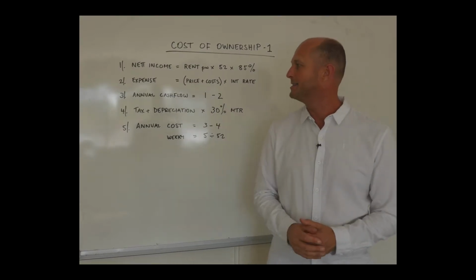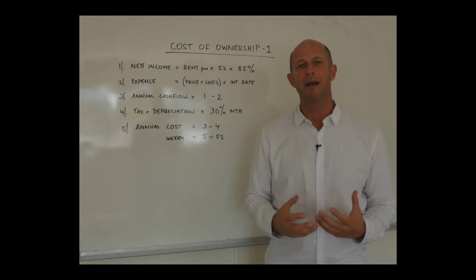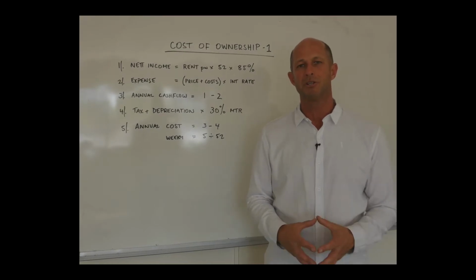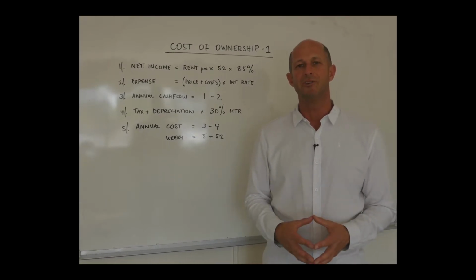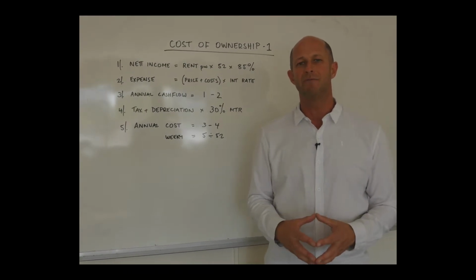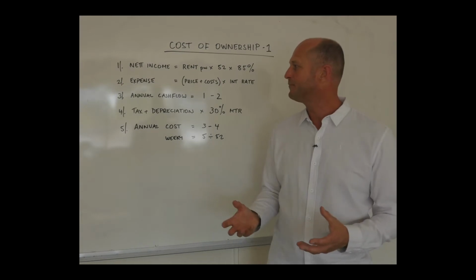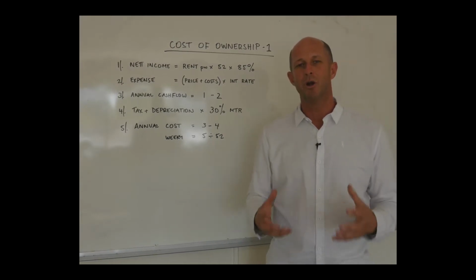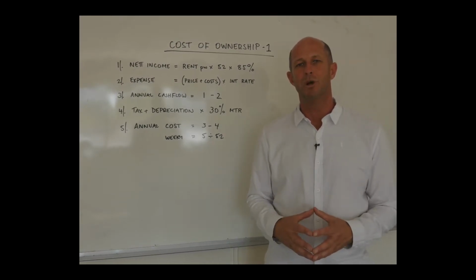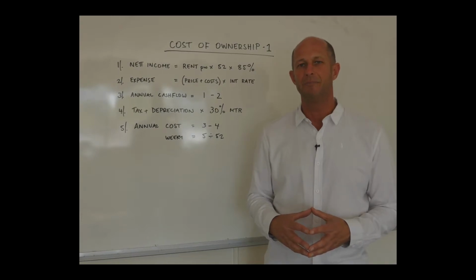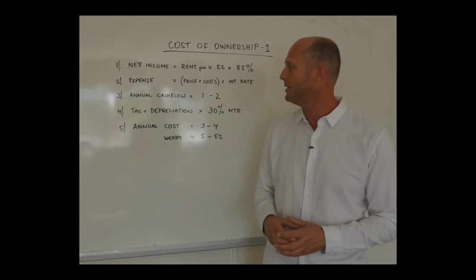The next part is the expense. So what I do is I add the purchase price plus the purchase costs, and then I times that by the interest rate that I have on my loan at the moment, or as a good guide of what's available to me. So for me, that gives me a good gross number of what the property will cost me for ownership for that year.